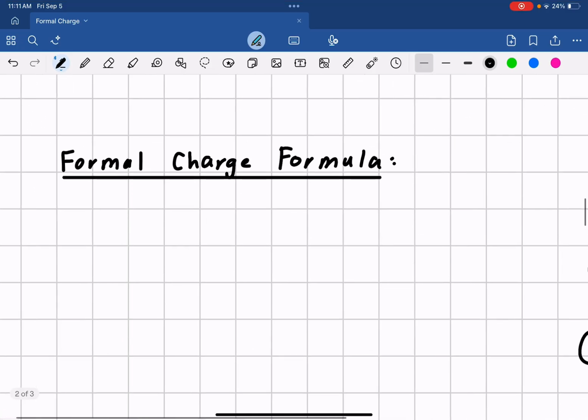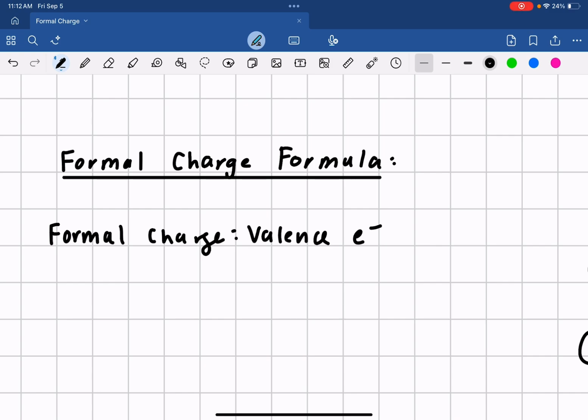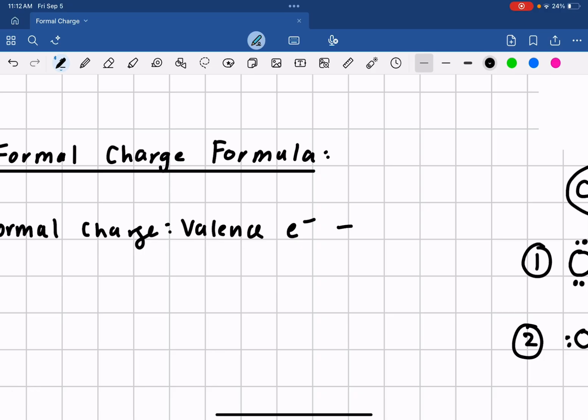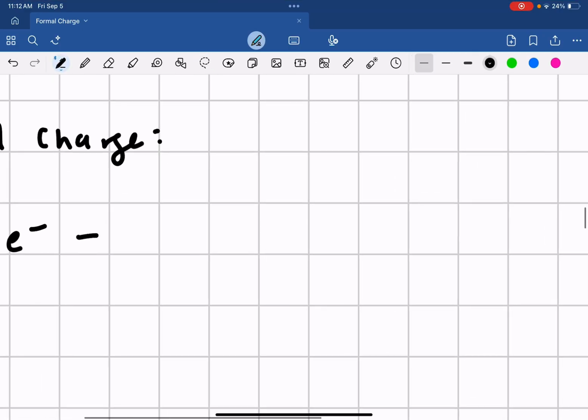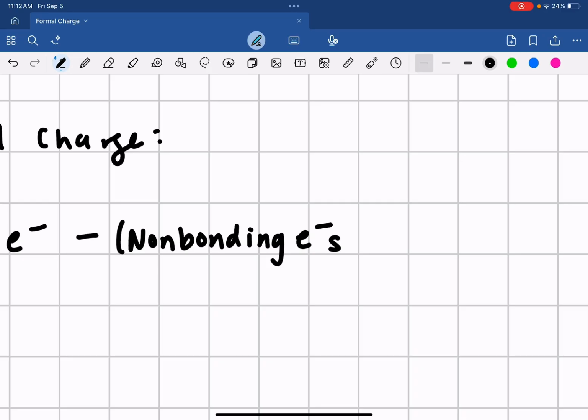Let's fill out the formal charge formula. Usually online you would see formal charge is equal to valence electrons minus non-bonding electrons. Actually, I'm going to run out of room, so let me do it like this. Formal charge equals valence electrons minus non-bonding electrons, and I'm just going to abbreviate electrons like that. I hope you guys don't mind. Plus half bonding electrons.